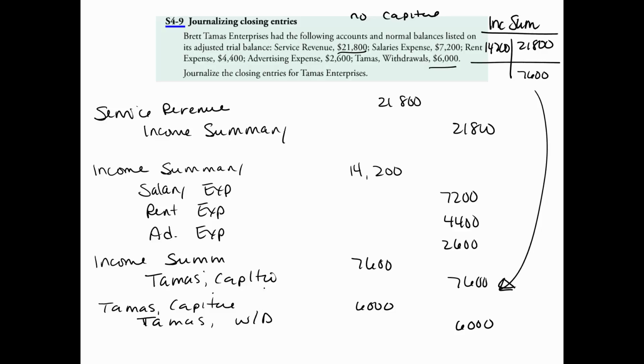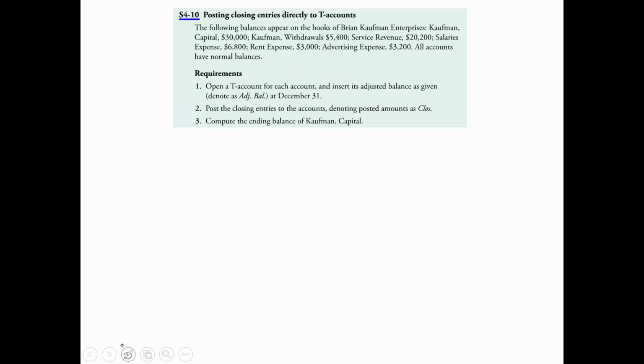So let's just look at one more here where we're doing T accounts. It has the following balances on the books of Brian Kaufman Enterprises, and they want us to open a T account for each one and then post the closing entries to the accounts, denoting it as closed, and then compute the ending balance in the capital account. So we've got 1, 2, 3, 4, 5, 6, 7. Let's see if I can fit all these on here.